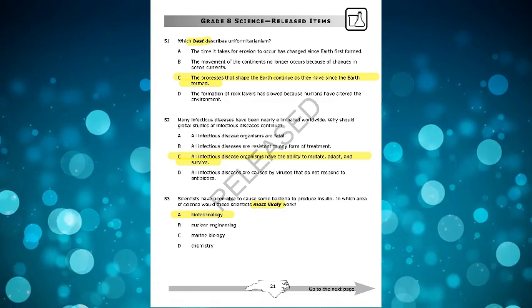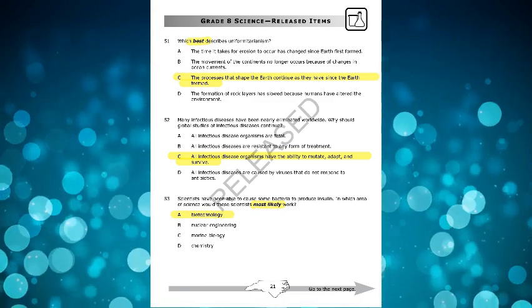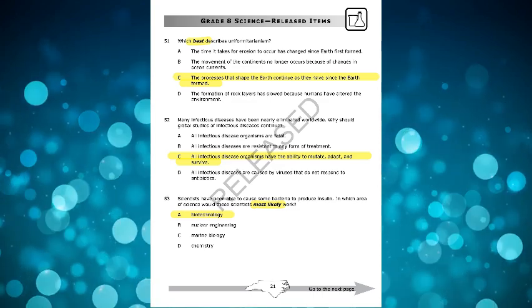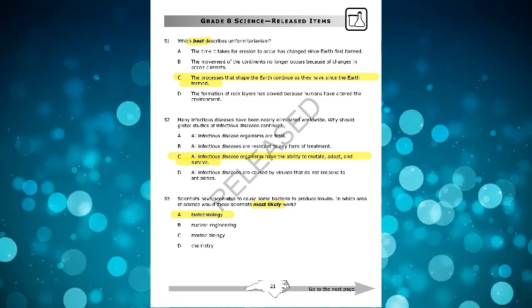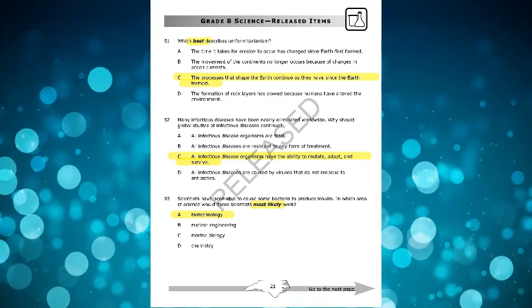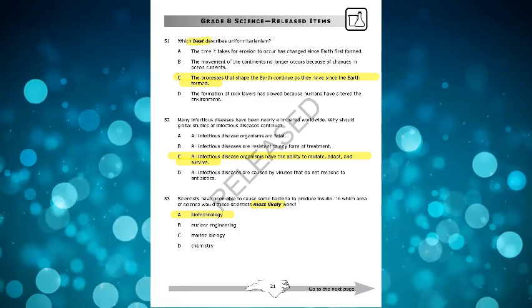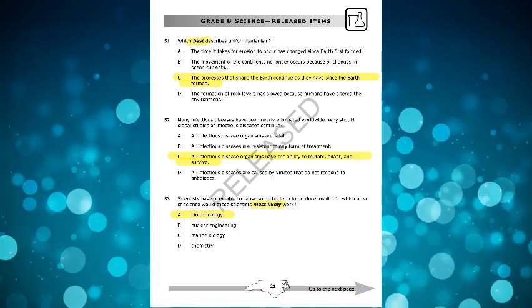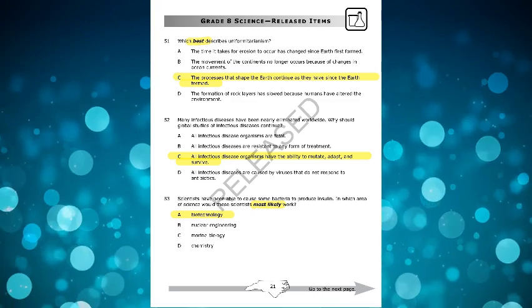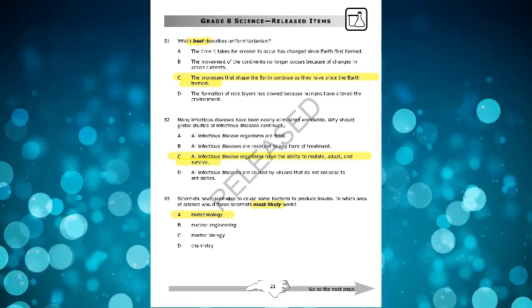And 53, scientists have been able to cause some bacteria to produce insulin. In which area of science would these scientists most likely work? And that would be biotechnology. And again, this has to do with advancing medicine or advancing farming or making life in general better.